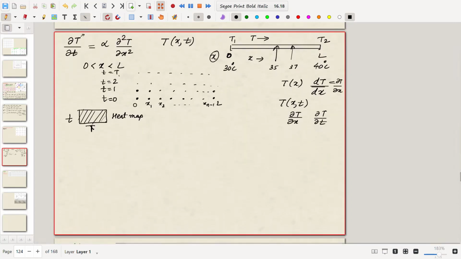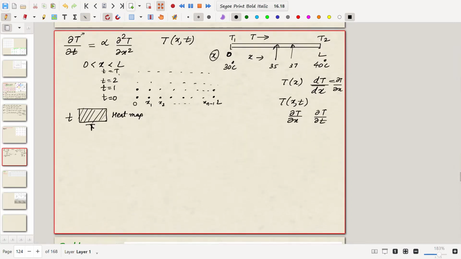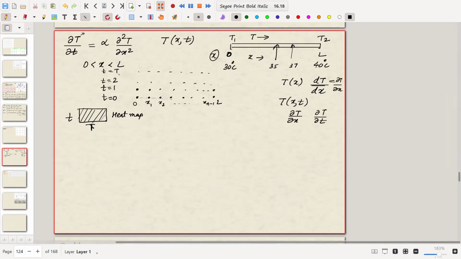If you want a good heat map, you have to discretize the spatial values very close to each other, and time also very close to each other, so that you will get a proper heat map diagram. You can color code the temperature according to a scale. If temperature is less than some value, it should be blue. If temperature is more than some value, it will be red. So that you can see at what time and at what distance the temperature is behaving. That we will see using Python.